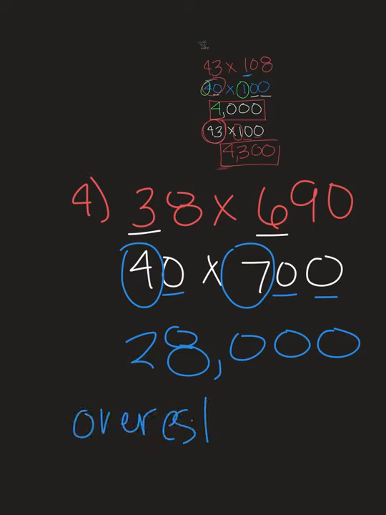Now this would be an example of an overestimate, right? Because we rounded both numbers up. 38 rounded up to 40, and 690 rounded up to 700. So since we made those bigger, that would be a good example of an overestimate. Number 5.